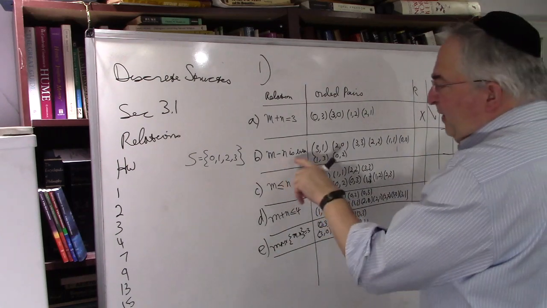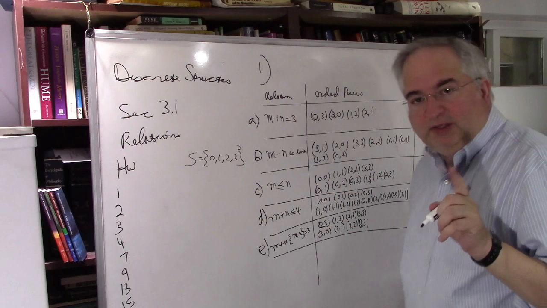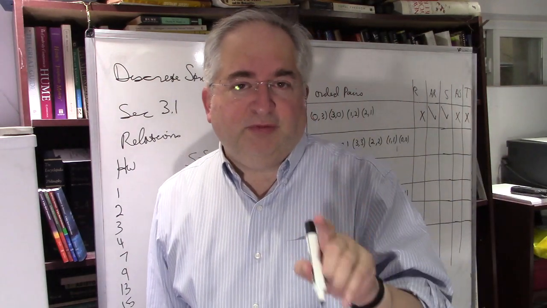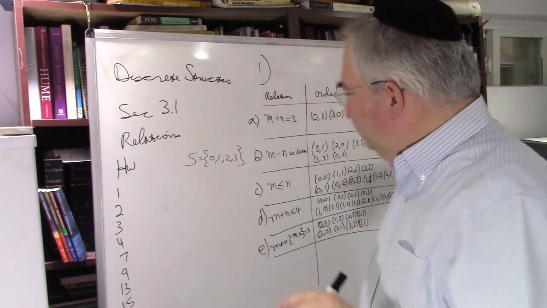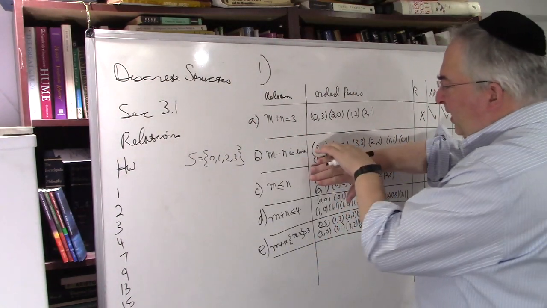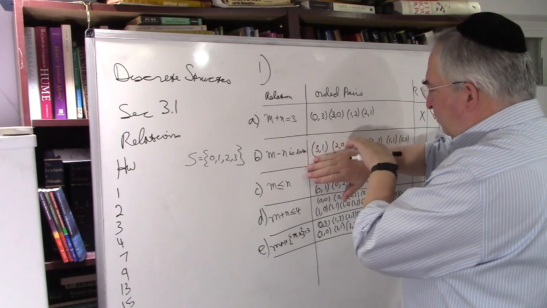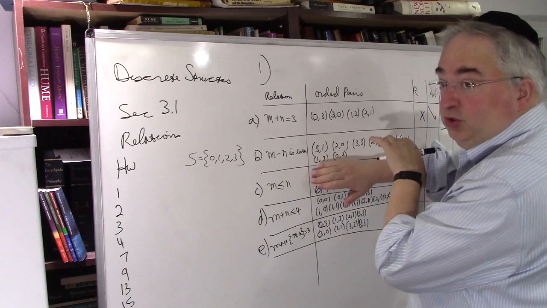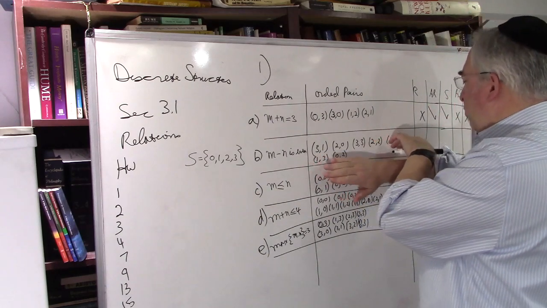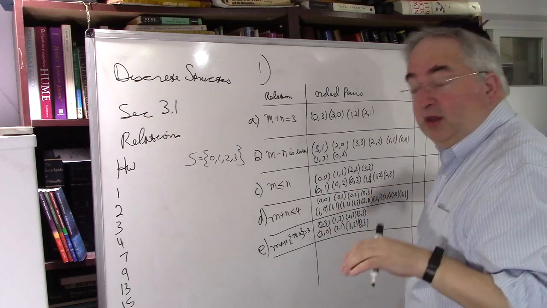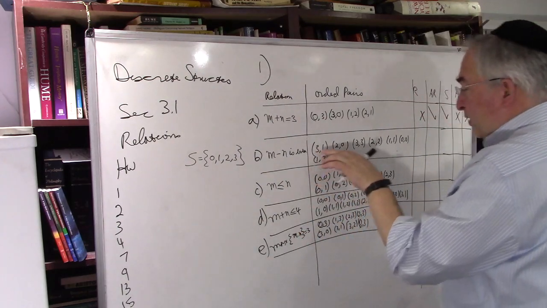Okay, the next relation is m minus n is even. Here it depends on your definition of even. Is negative 2 even, yes or no? We're going to say no for a minute. Then we have 3 minus 1 is 2, 2 minus 0 is 2, 3 minus 3 is 0, 2 minus 2 is 0. 0 is even. 1 minus 1 is 0, 0 minus 0 is even. So that works. These are the answers.